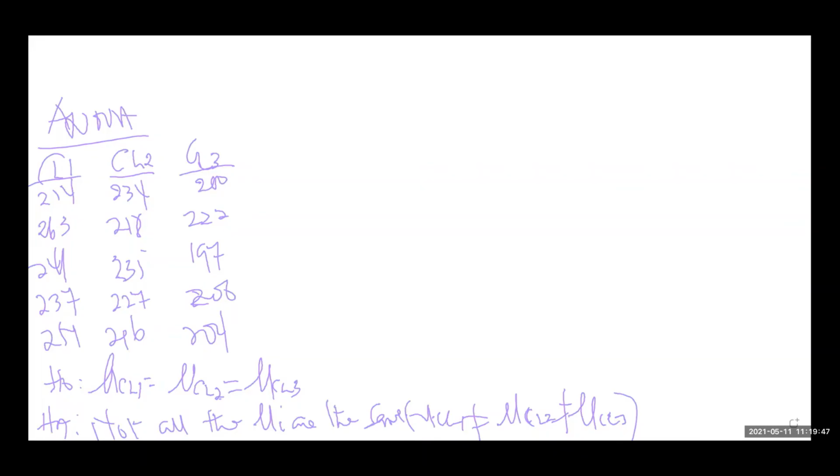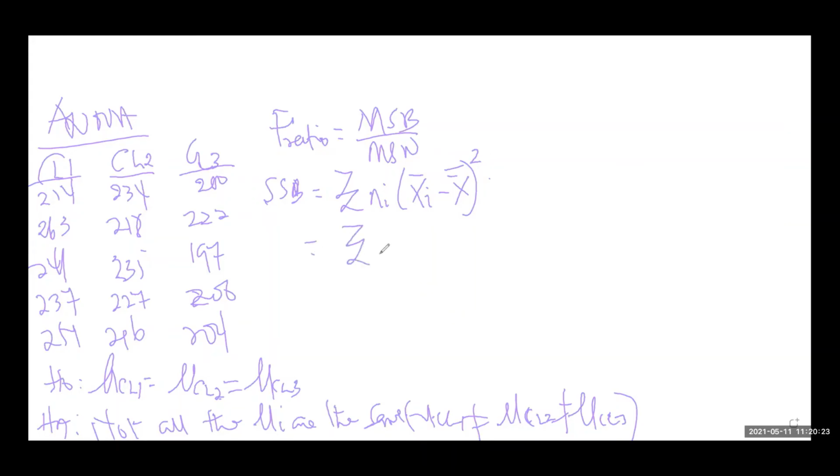Okay, guys, let's go on. So if I have this, I've stated my hypothesis. Remember, we need to define the F ratio, or the F computed: MSB divided by MSW. But then we need to find our SSB, which is equal to summation Ni times x bar i minus x bar. That's it. I have 3 populations.